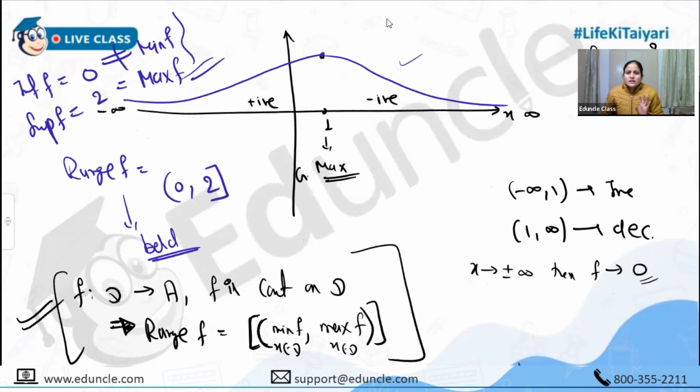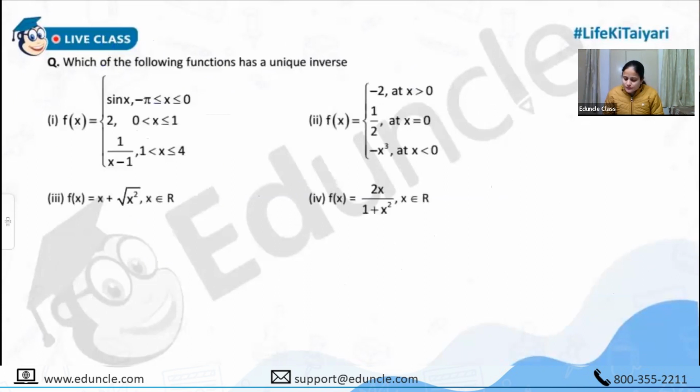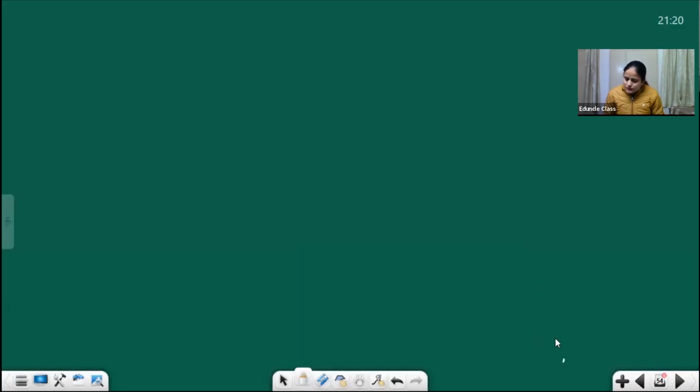Anyone who wants to ask anything? Pratiksha saying, ma'am, can we solve it by squaring both sides? Yes, beta, we can do it. We can do it by this method also, by the second method. Yes, but आप लोगों ने respond किया नहीं, that's why मैंने यहाँ पर calculus method apply कर दिया. Yes, you guys can do it by squaring both the sides also.